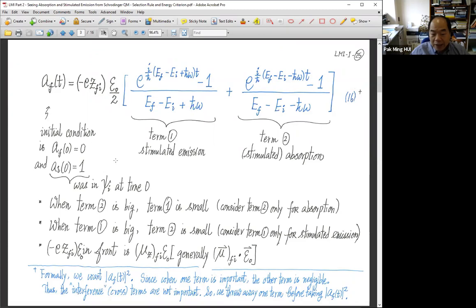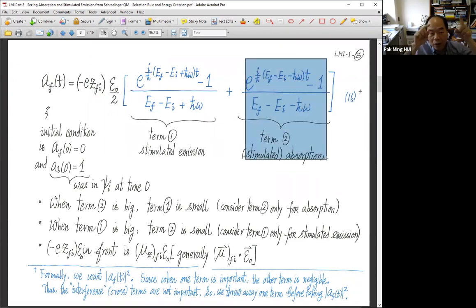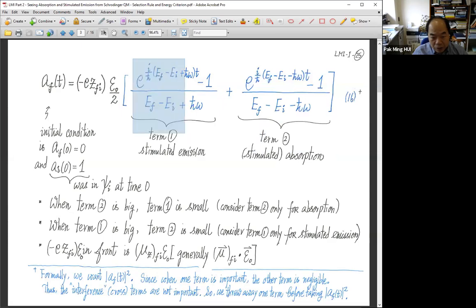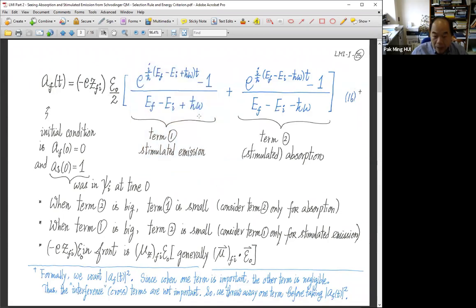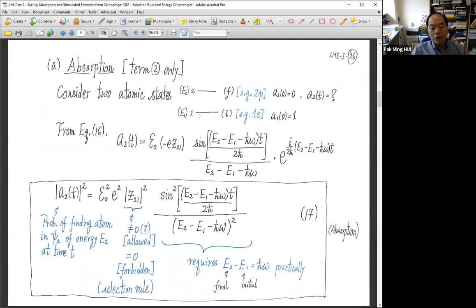We isolate the discussion. When we discuss absorption, we take this term and move forward. We take this term alone and square it, okay? When we go to discuss emission, we take this and take this thing squared. That is the strategy. And that is valid. Therefore, we take the absorption term and start discussing the physics.